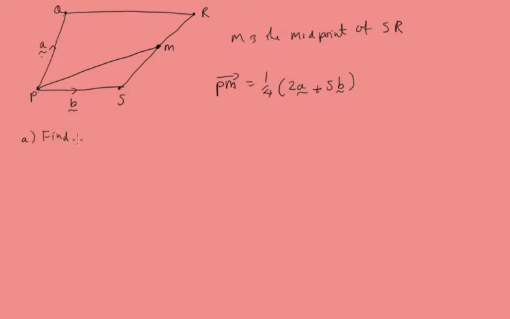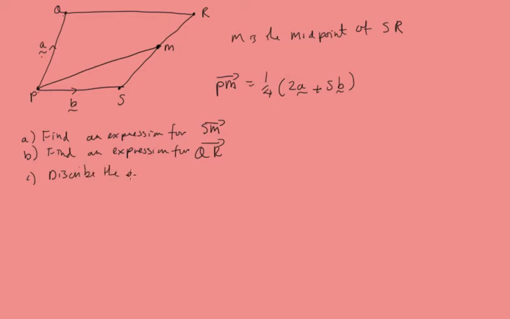So firstly, find an expression for SM. Secondly, find an expression for QR. And finally, describe the quadrilateral PQRS and justify your answer.